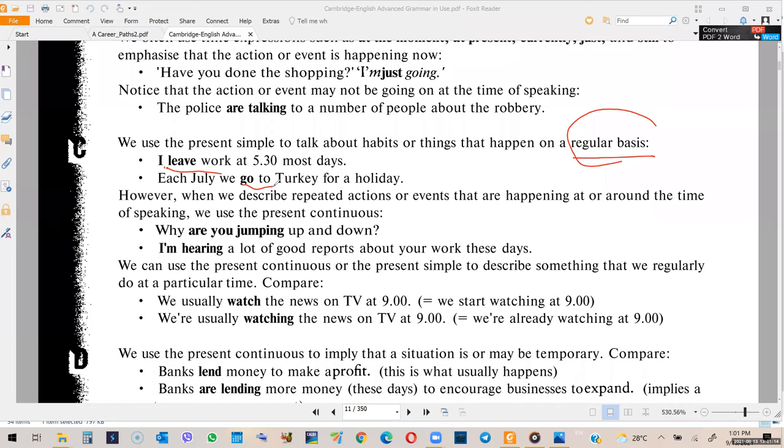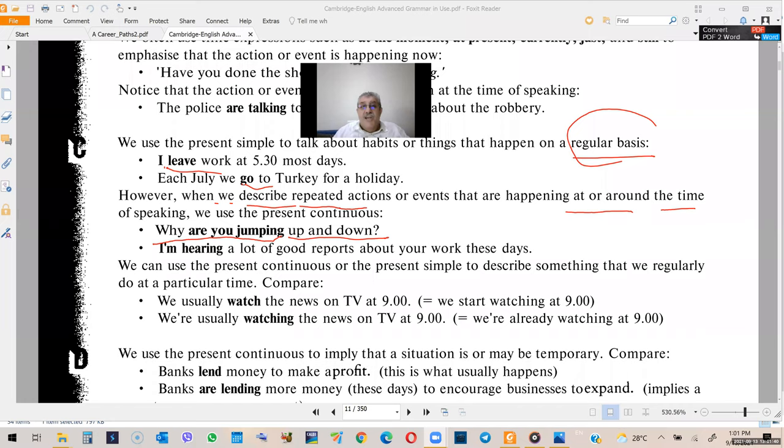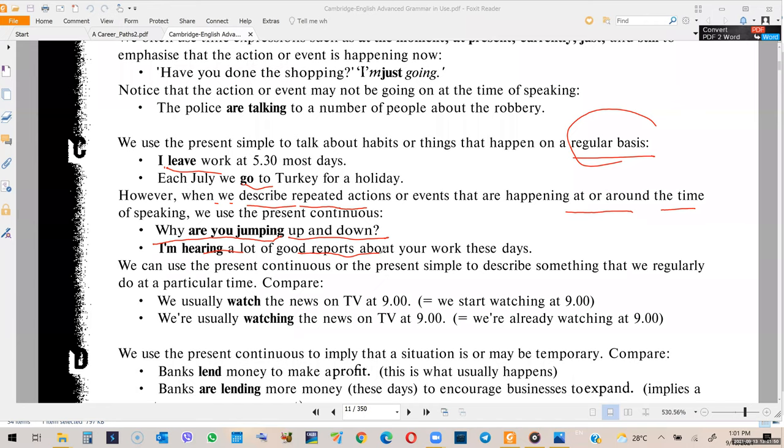However, when we describe repeated actions or events that are happening at or around the time of speaking, we use the present continuous. Why are you jumping up and down? Why are you running? Who are you talking to? Okay. I'm hearing a lot of good reports about your work these days.